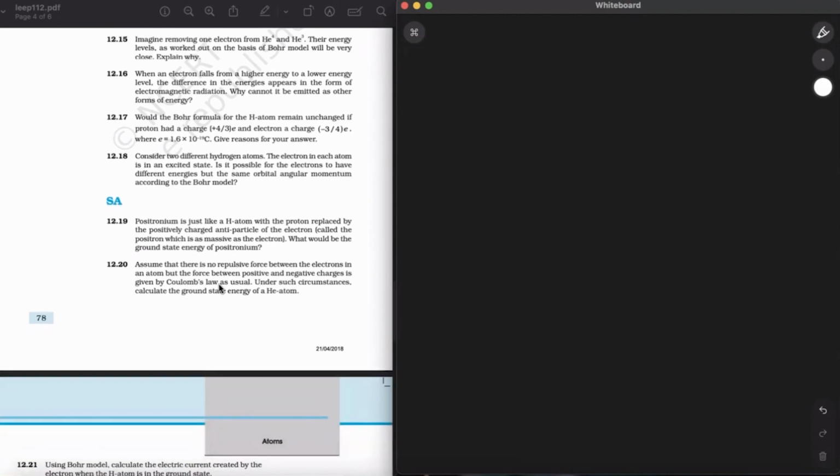There's a positronium. They have told us about a positronium first. Positronium is just like a H atom with a proton replaced by the positively charged antiparticle of the electron, called the positron, which is as massive as the electron. What would be the ground state energy of positronium? So this is the concept. Now I'll tell you about the key concept behind this question. In these types of conceptual questions, everything that you need is concept. You don't need to practice hundreds of questions. You just need to get the correct concept behind these questions.